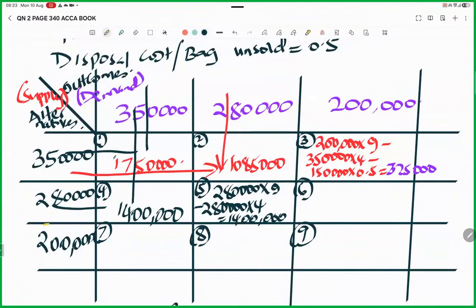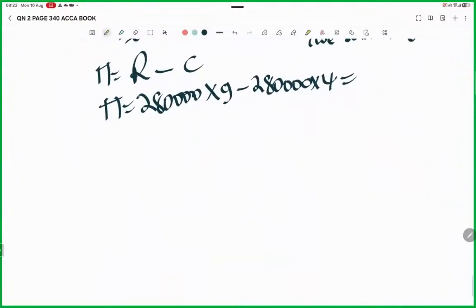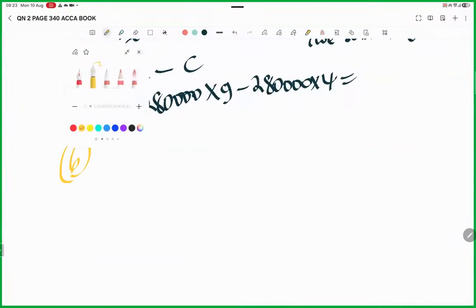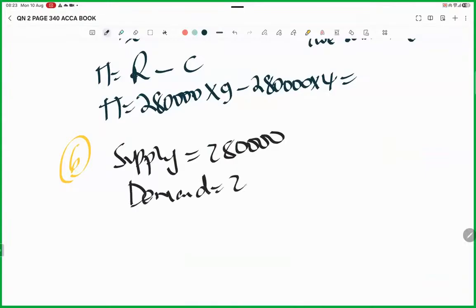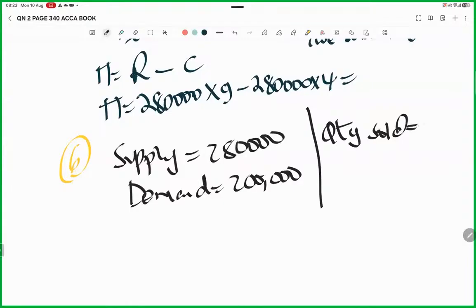In number 6, we can see the supply is 280 and the demand is 200. So supply is 280,000, demand is 200,000. You have to be very, very careful. So you sell the lower. So quantity sold is 200,000. Quantity unsold, the one you have to go and dispose: we had supplied 280, demand is lower, so quantity unsold is 80,000.